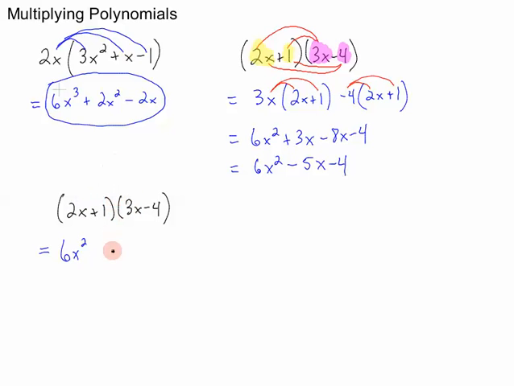Now I'm going to look for every way to get an x term. I can get a 3x here, or I could get a negative 8x there. That's the only way to get an x term. Okay? Now I'm going to look for every way to get a constant term or a degree 0 term. The only way to do that is a 1 times a negative 4. And so we end up with the exact same thing, but in a shorter manner.